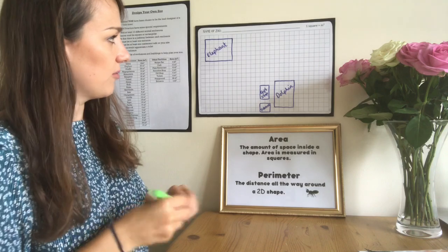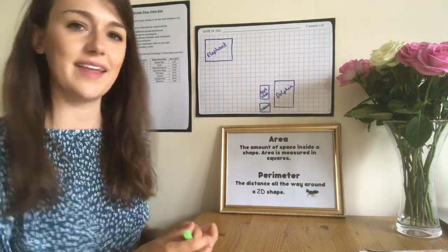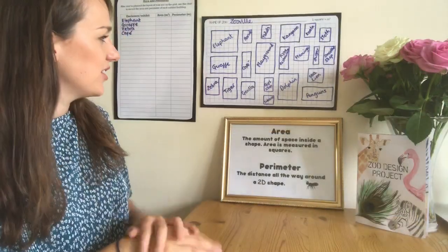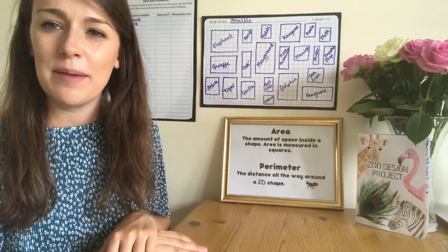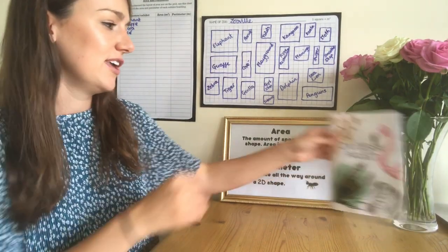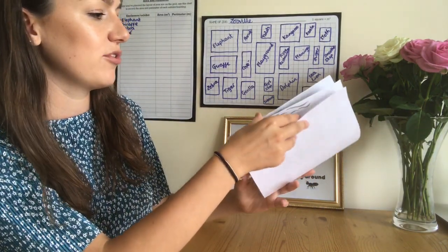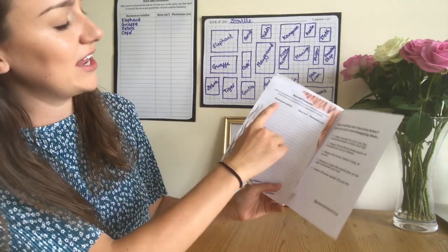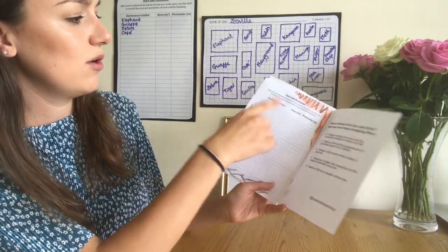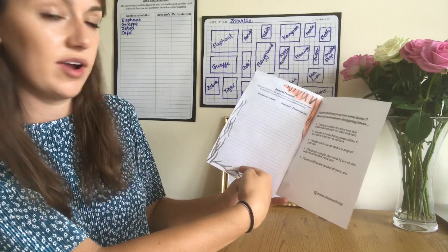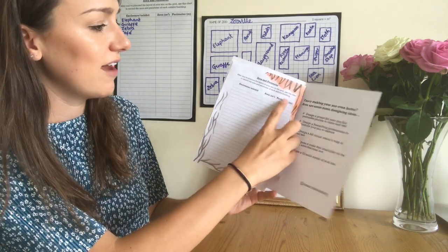Okay, so I'm going to carry on designing that until it's filled. Once you've designed your zoo, you're then ready to find the area and perimeter of your enclosures. If you look in your zoo design project, the next page has a nice chart where you write down your enclosures or exhibits, and then we're going to work up the area and perimeter, and they will go alongside.